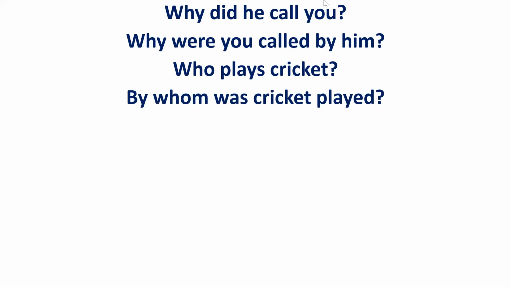So one thing is wrong here. We need to say the sentence, by whom is cricket played. So is will come here, not was. That was written by mistake. Remember this. Is will come here because our sentence is simple present. So, by whom is cricket played? Is will come here, right?